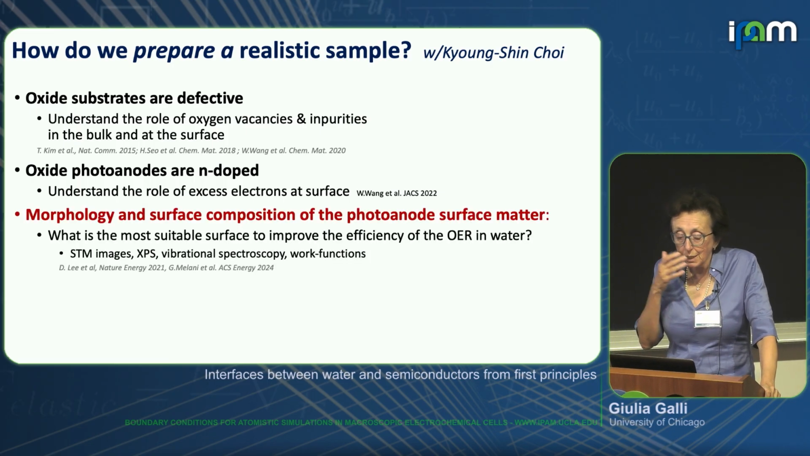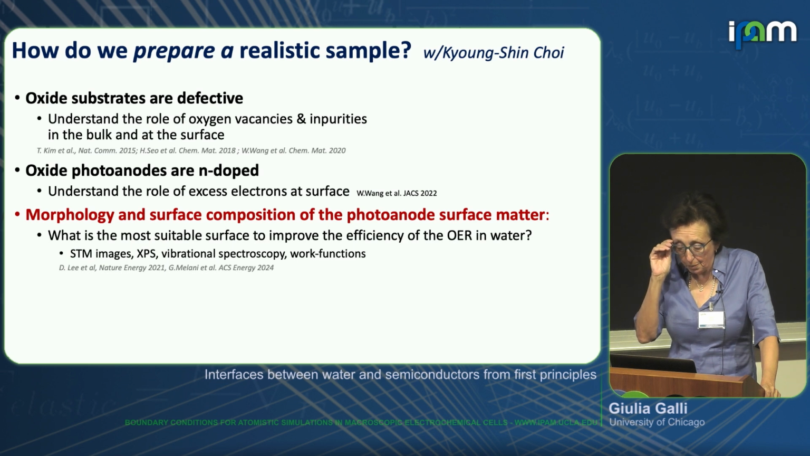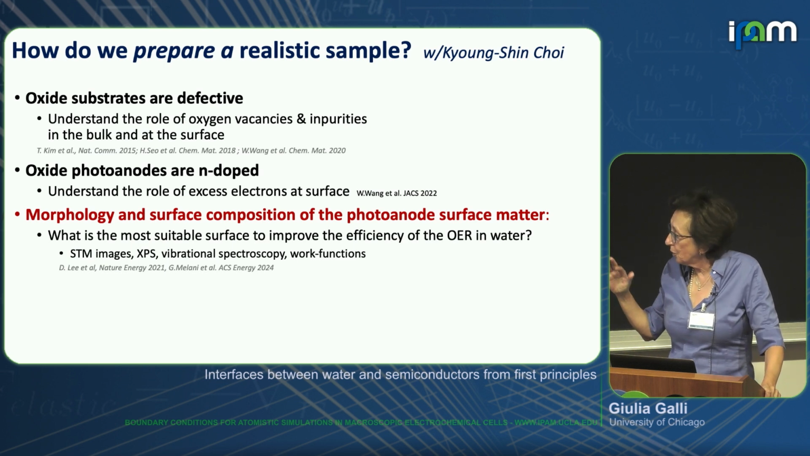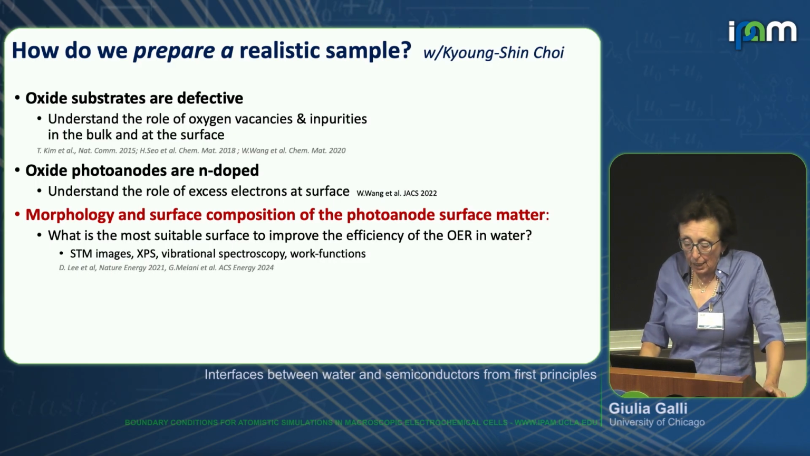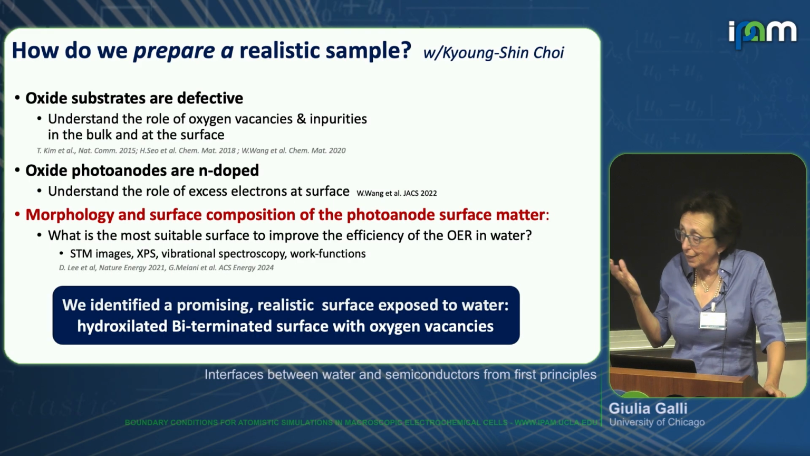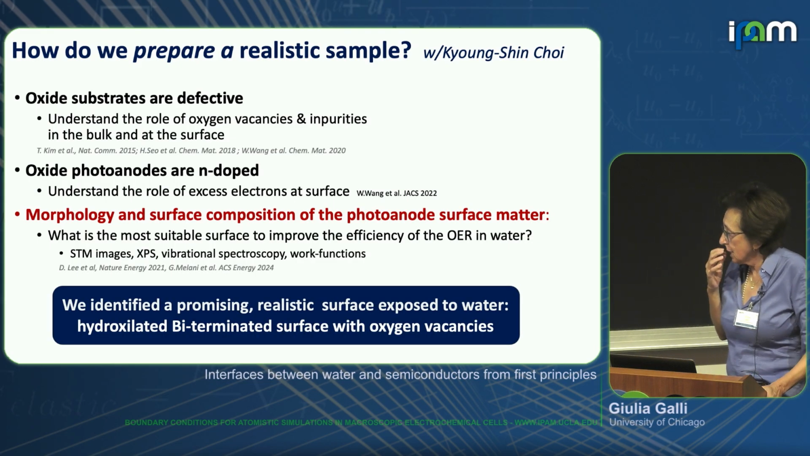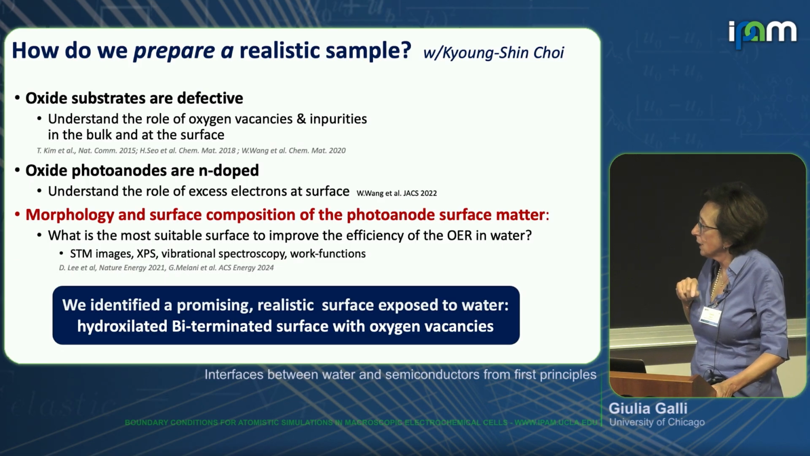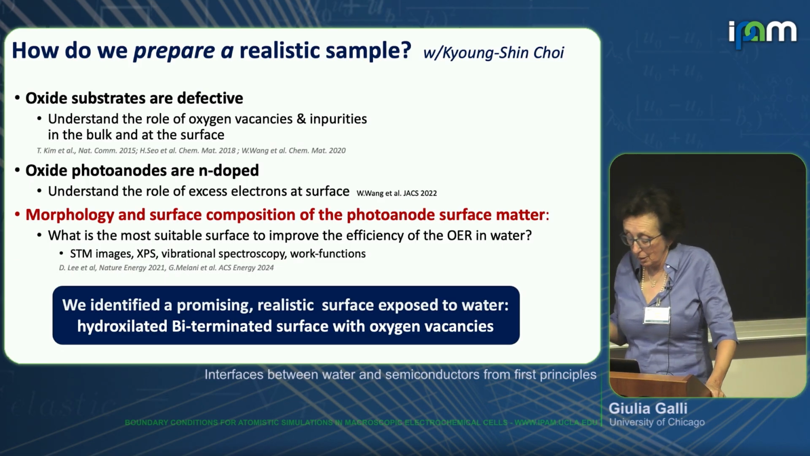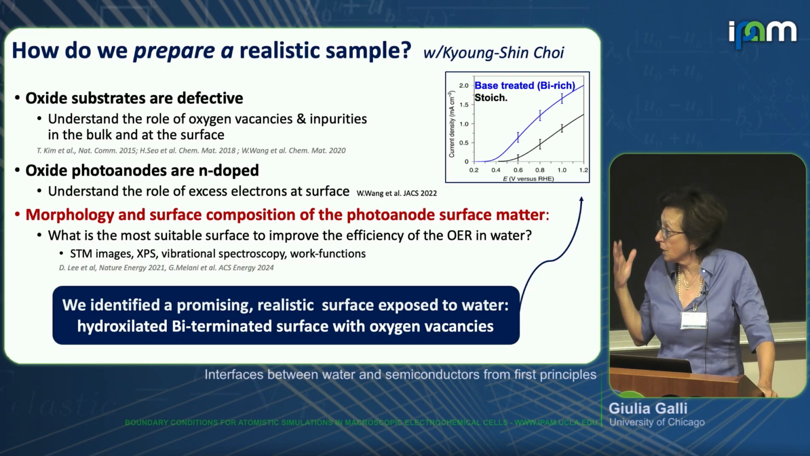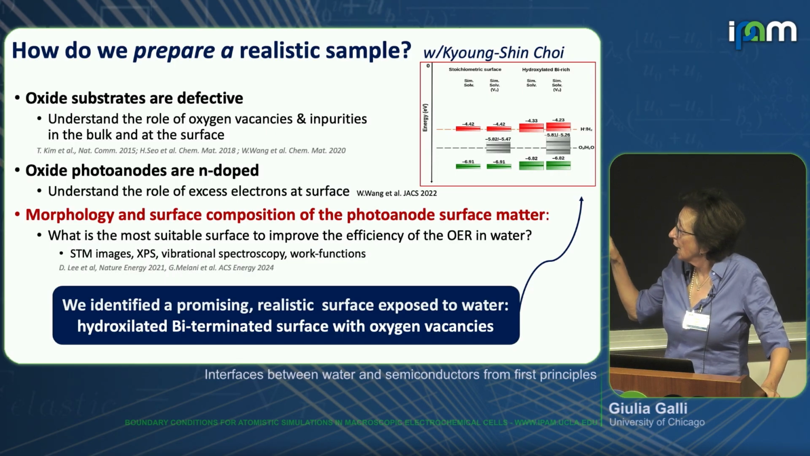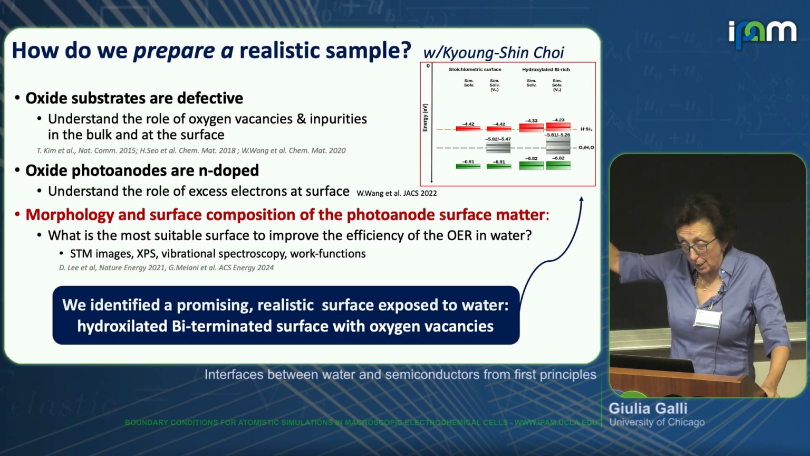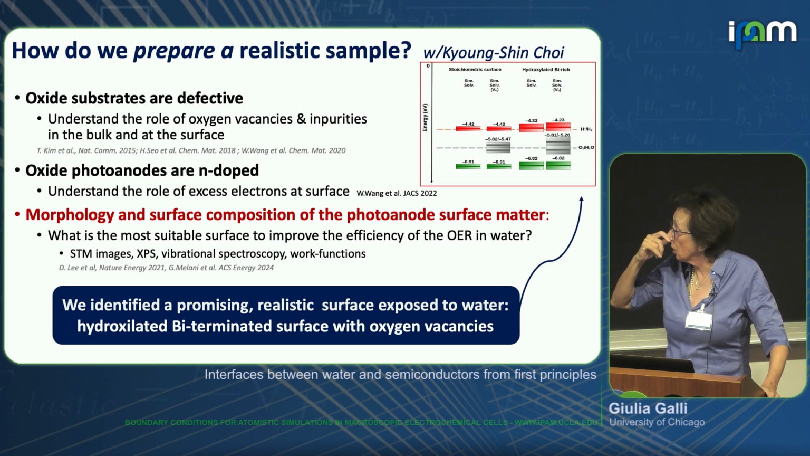Then we studied morphology and surface composition, going back and forth and computing many different kinds of spectroscopy, imaging, and so on. We identified a promising realistic surface exposed to water, which is bismuth terminated. We could explain some results, and we could compute the band offsets. The thickness of the boxes is due to the fluctuation of the energy levels in our simulation.